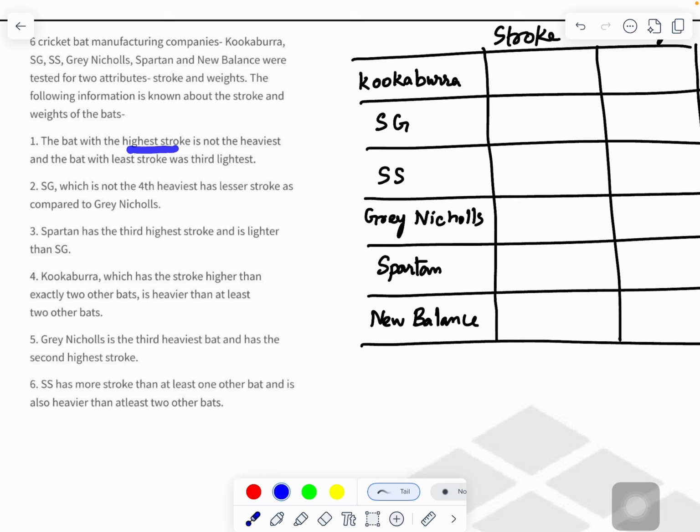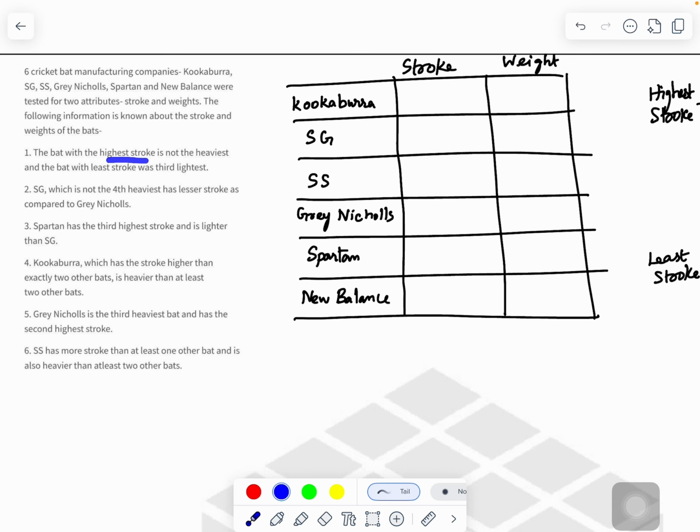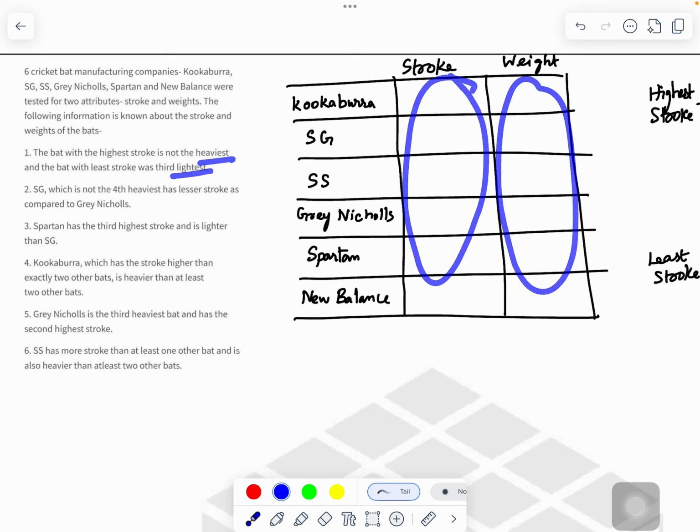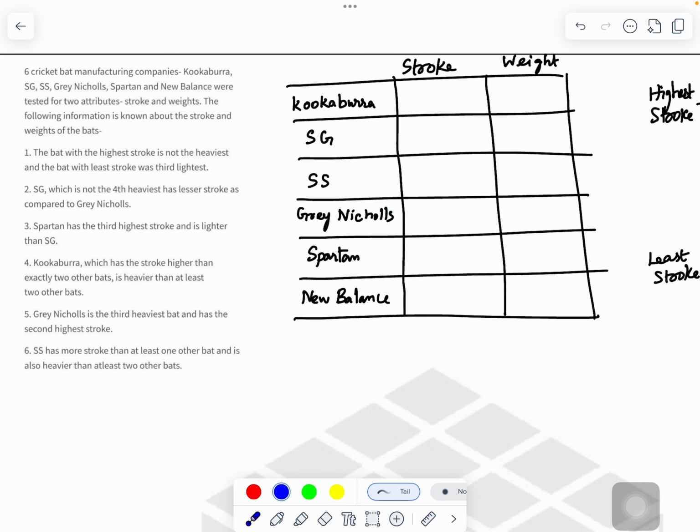The bat with the highest stroke is not the heaviest, and the bat with the least stroke was the third lightest. So what we have here are terminologies like highest stroke, heaviest, lightest. So let us define. We are going to rank these bats under these 2 parameters. So when are we going to write 1? When are we going to write 6? If the word is just rank, then it is easy. Best rank is 1, worst rank is 6.